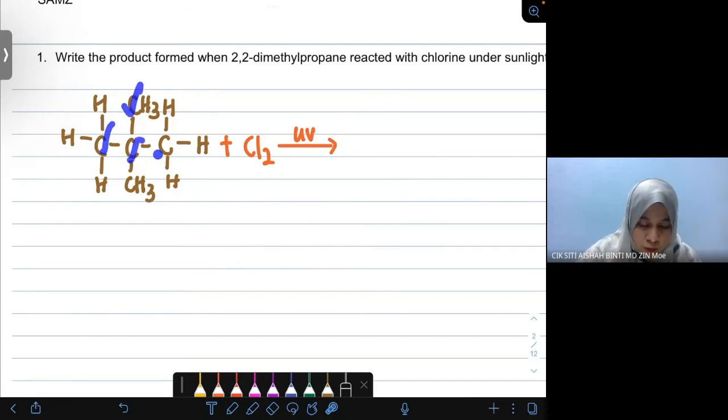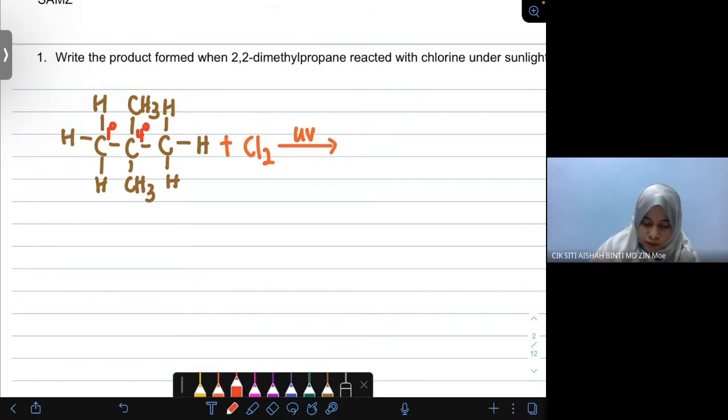Then we have 1, 2, 3, 4, 5 carbons. So let's look. We're going to start with the left one. The left one is actually primary, only attached to one carbon. We have to check how many carbons it is attached to, not the number of the carbon in the chain. So this carbon is attached to 1, 2, 3, 4. So this one is actually a quaternary carbon.